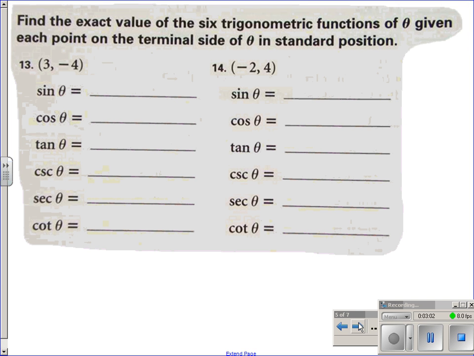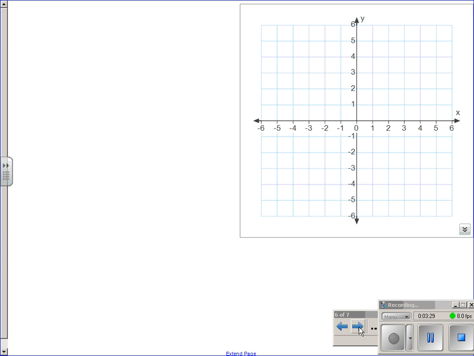So let's do an example. It says find the exact value of the 6 trigonometric functions of theta given each point on the terminal side of theta in standard position. Let's just do number 13 right now. We have this point, 3, negative 4. We want to figure out all these trig functions of the angle formed where that point is on the terminal side. So I'm just going to plot the point, 3, negative 4.